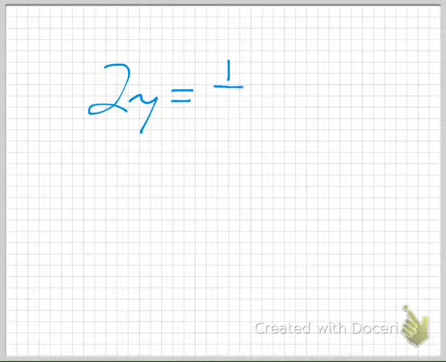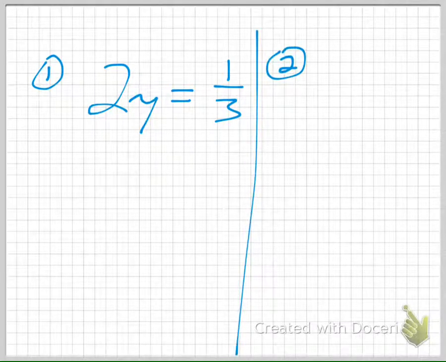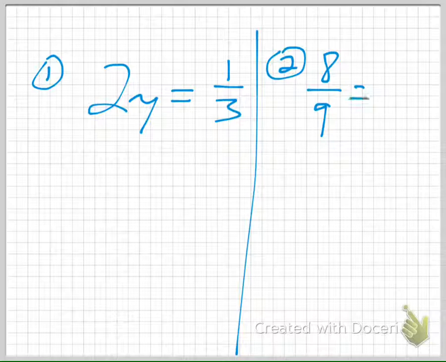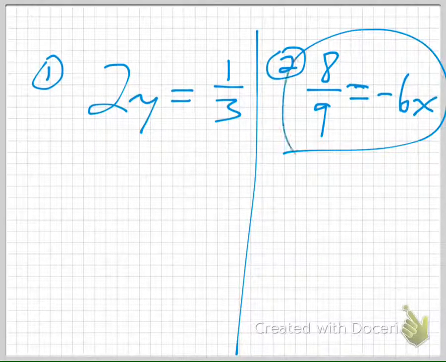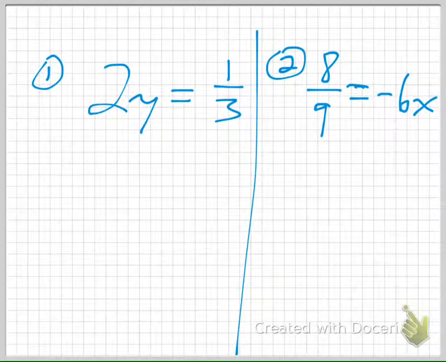So here, I'm going to give you 2 quick questions. So we'll go 2y equals 1/3. That'll be number 1. And then number 2 will be 8/9 equals negative 6x. Does it bother you that the variable is on the right-hand side over here? It should not. It should not bother you. All right. We'll just do those 2 for now. That's good for right now.